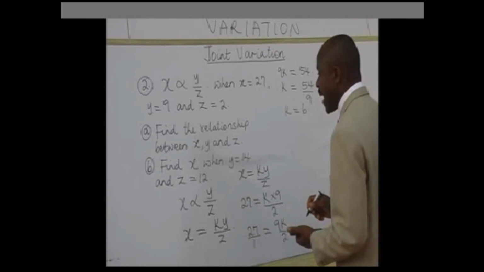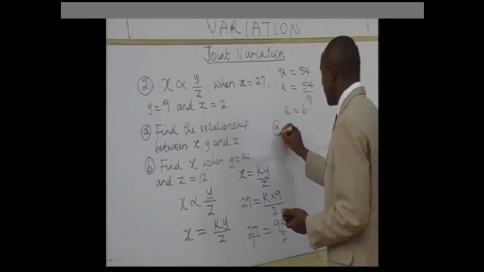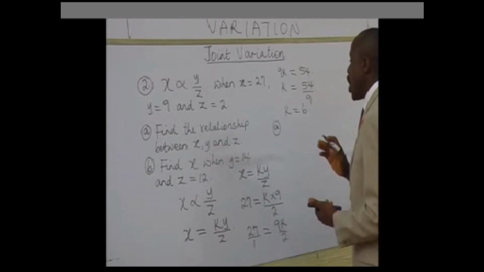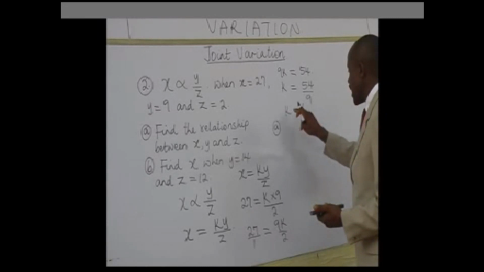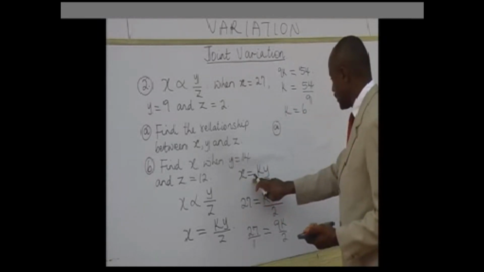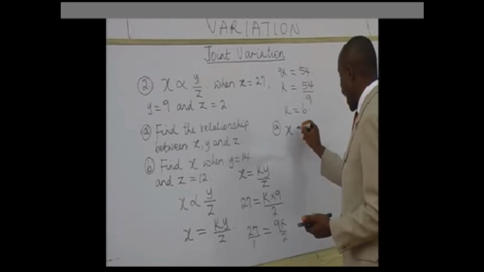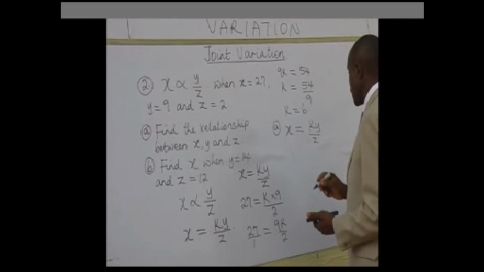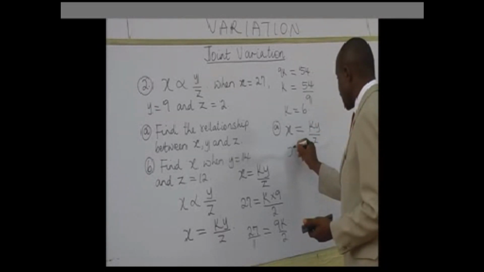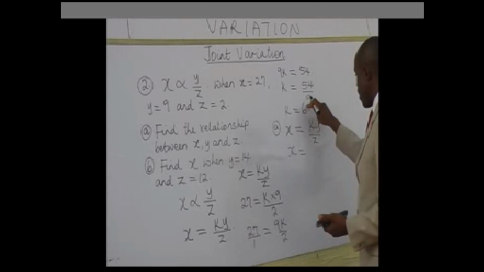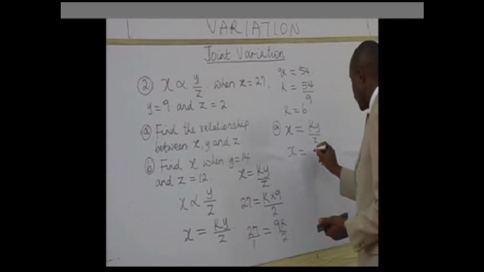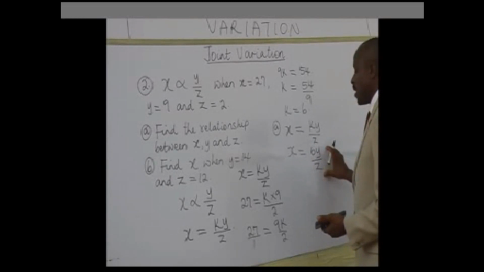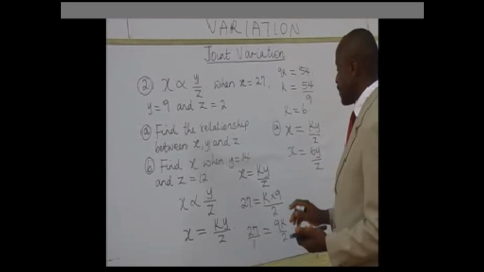Now let's go to question number A. Question number A says that we should find the relationship between x, y, and z. It is all about substituting 6 for k in the equation. So bring out the equation: x is equal to ky all over z. The relationship now is x is equal to 6y all over z. So this is the relationship question number A is asking for.